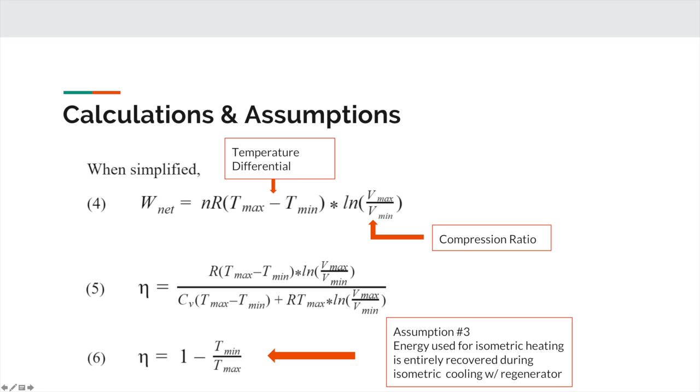Here, one can see that our engine's net work would be increased the most by improving the temperature differential as well as the compression ratio. Equation 5 shows the basic efficiency equation for a Stirling cycle. However, our machined regenerator allowed us to simplify to equation 6 using our 3rd assumption, that the energy used in the isometric heating portion of the process can be entirely recovered during the isometric cooling portion.